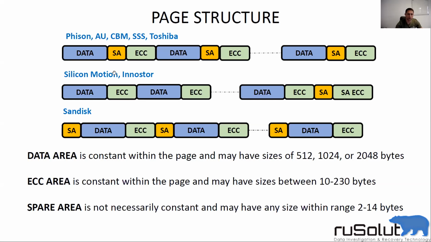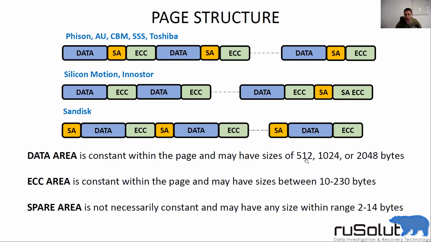The next thing you need to remember is the sizes of those structures. The first structure is the data area. And you should remember that the data area is a constant within the page. It means that the size of the data area will be the same for all these data area pieces, like first data area, second data area, they all will have the same size. And the data area may have three sizes.